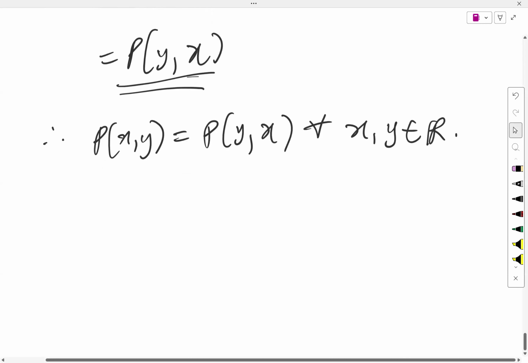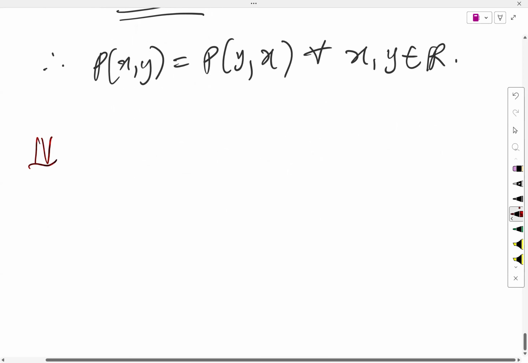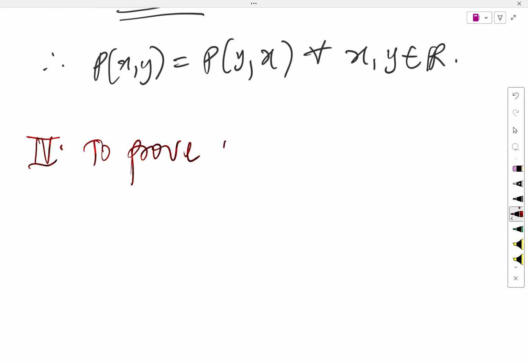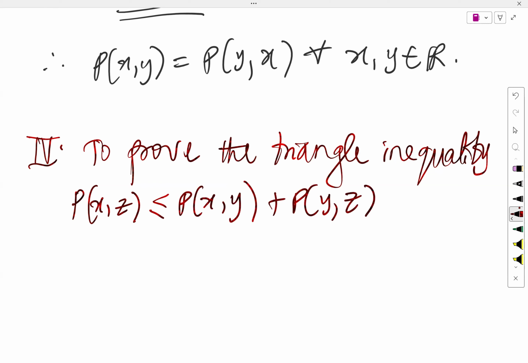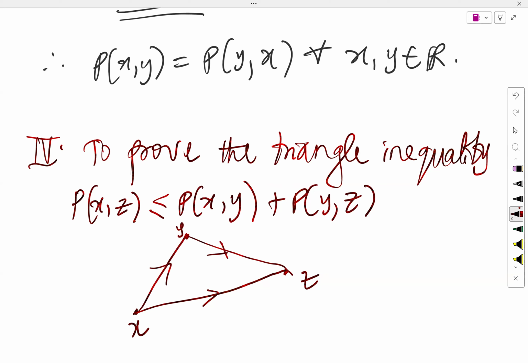So the fourth property we have to prove is the triangle inequality. I want to prove the triangle inequality. So to prove the triangle inequality here, what do you do? Of course, triangle inequality means P of xz is less than or equal to P of xy plus P of yz. So it's more like you have a point x and you have a point z. We are saying that going straight from x to z is shorter, or at worst exactly the same, as going first to a point y, before going to a point z. So that is the triangle inequality. So we want to prove this.